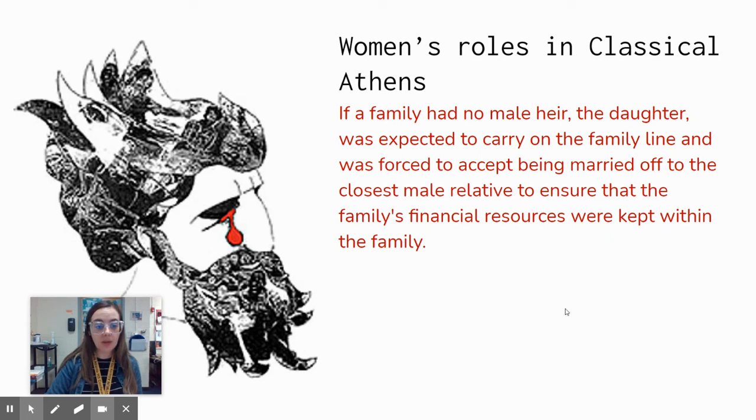So if a family had no male heir, the daughter was expected to carry on the family line and was forced to basically accept marrying whoever, especially the closest family member, maybe a cousin or something like that, to ensure that the family's financial resources were kept in the family.